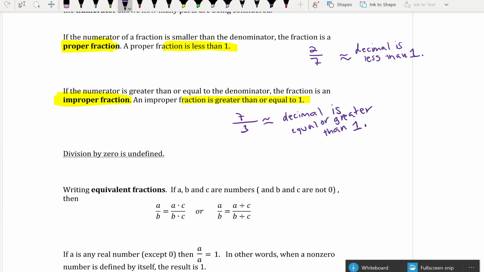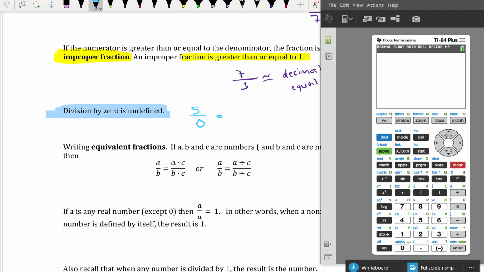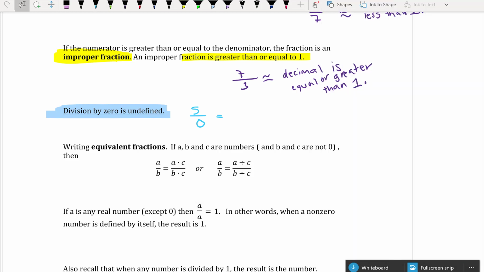Okay. The next thing will be division by 0. So what happens when you divide by 0? For example, if I had 5 divided by 0, what does it mean to have a 0 in the denominator? Let's see what happens when we put it in our calculator. 5 divided by 0, it says error. You can't divide by 0. So what does that tell us? It tells us that you can't ever have a fraction with a denominator of 0. It doesn't exist. The calculator and all the scientists, we don't know what happens. It's going to be undefined.